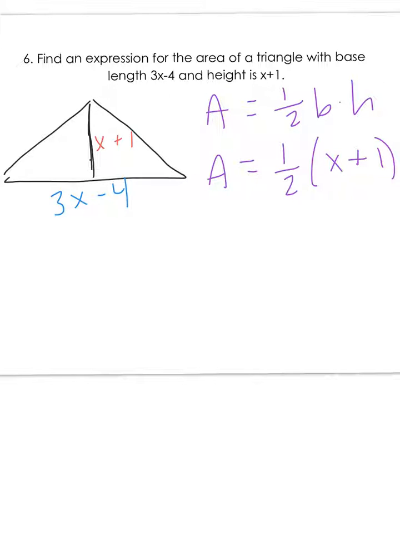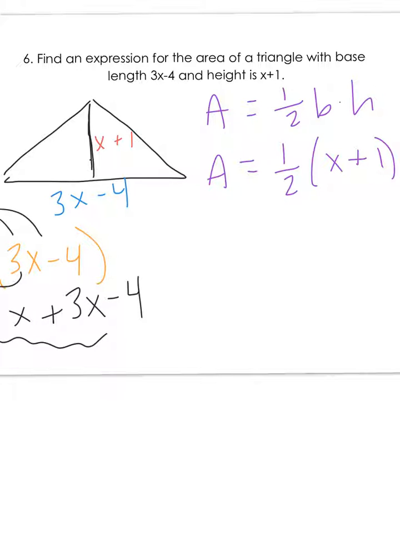And now I'm going to go ahead and do some math here. So I'm going to FOIL x plus 1 right over here times 3x minus 4. And when I FOIL that, I get 3x squared minus 4x plus 3x minus 4. Combine like terms and I get 3x squared minus x minus 4. So now I'm going to use that right up here.